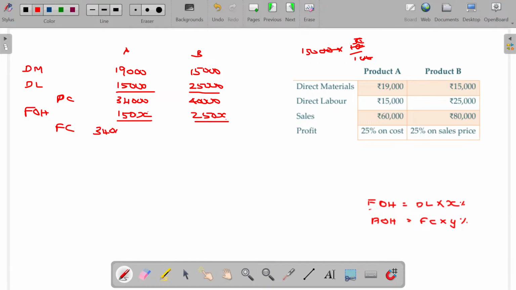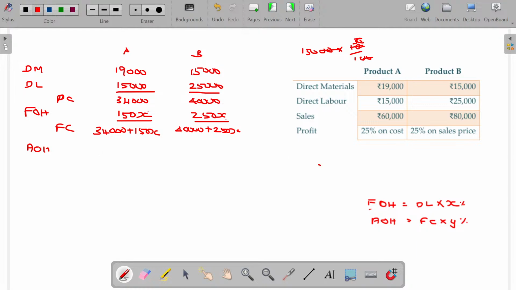34,000 plus 150x will be the factory cost. 40,000 plus 250x will be the factory cost. Admin overhead will be addable here, which is y percentage on the factory cost.